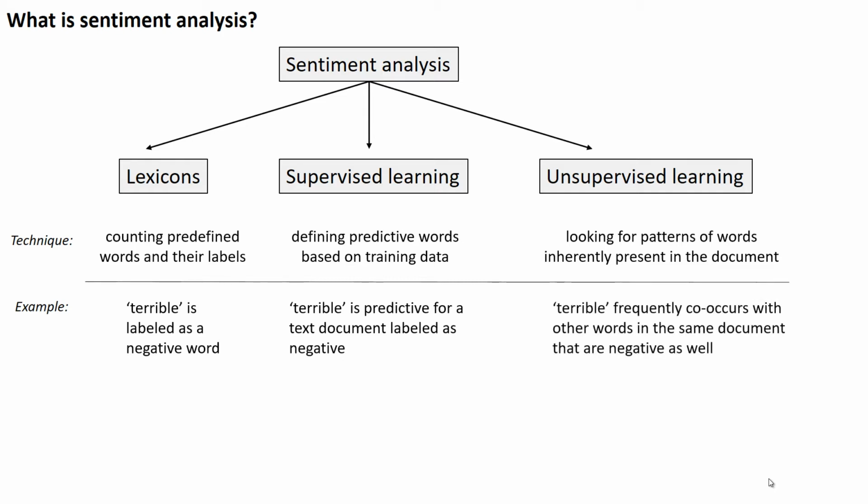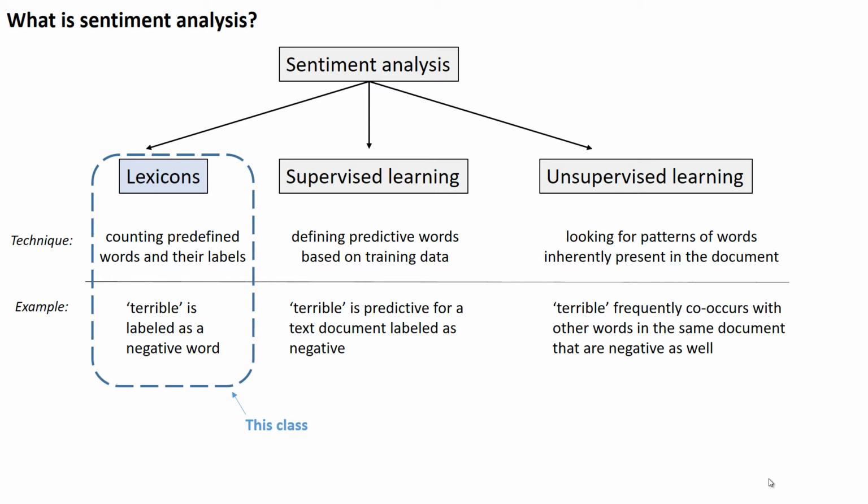For example, the algorithm could find that "terrible" frequently co-occurs with other words in the same document that are negative as well, such as "shameful" or "awful". It is then up to the modeler to look at the different clusters of words that were defined by the algorithm and label them as negative or positive. This is not that common. Unsupervised learning is usually not applied in sentiment analysis. Supervised learning and lexicons are the rule. In this class, we will only take a look at the lexicon approach.